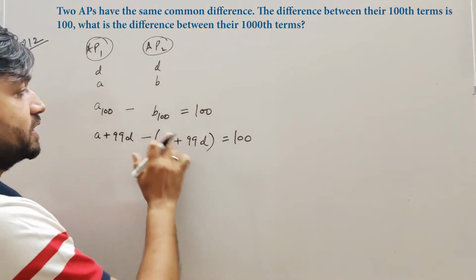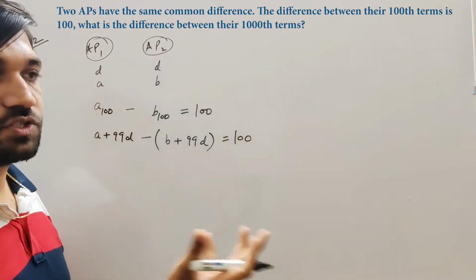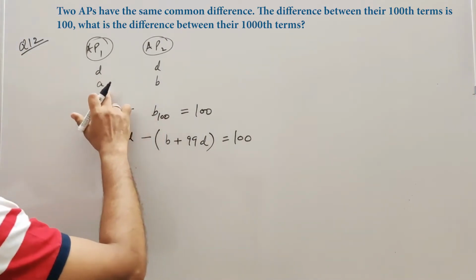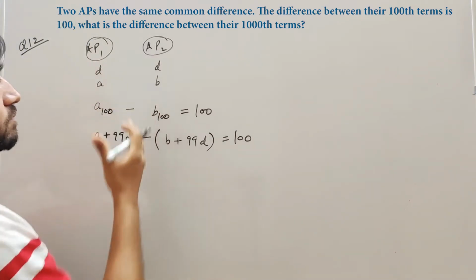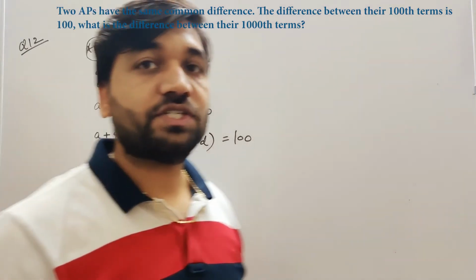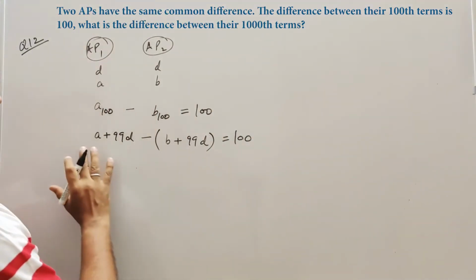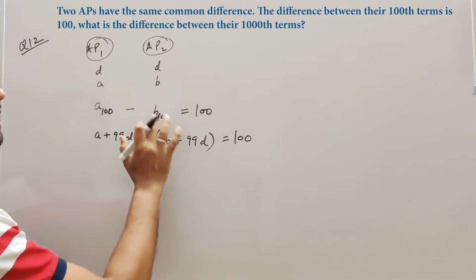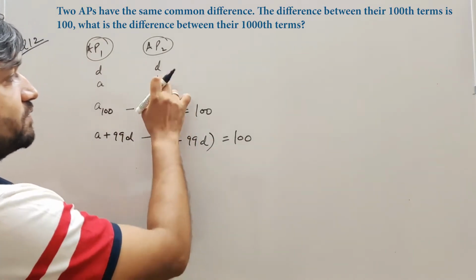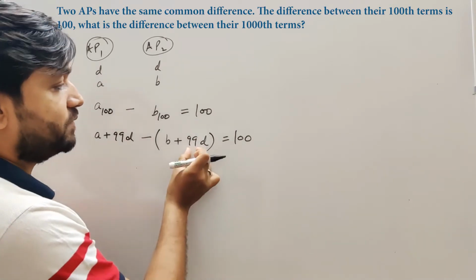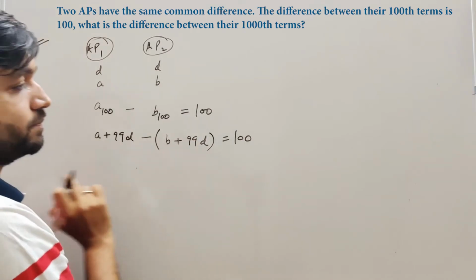Alright, I hope this is clear. B is the first term we are taking for the second A.P. We are just using a different symbol because we've already used the symbol A in case of the first A.P. So we're using the same formula An, which is A plus n minus 1 into d, where A is the first term. So this is what we get here for A100. B100 means the first term, B, plus n minus 1, meaning 99, into the common difference d, because the common difference is the same for both of them, is 100.